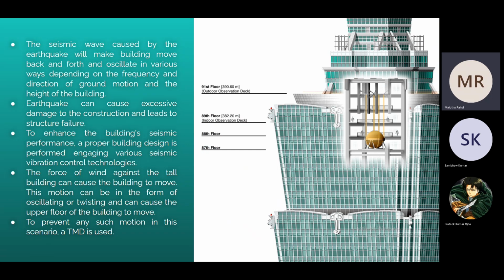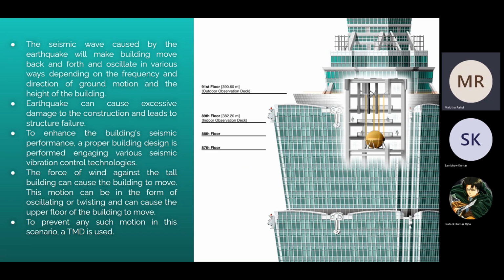And seismic waves caused by an earthquake will make the building move back and forth, and sometimes it may also cause the building to twist at the top floors. So this earthquake can cause excessive damage to the construction and lead to structure failures. So to enhance the building's seismic performance, a proper building design is performed engaging various seismic vibration control technologies.